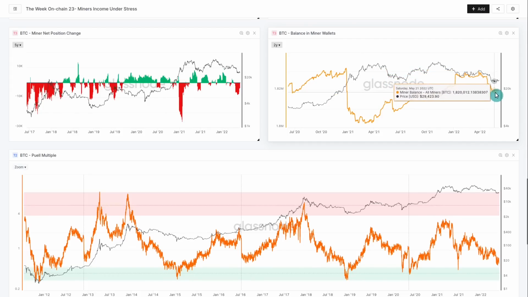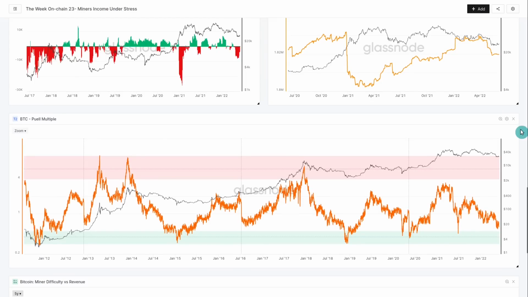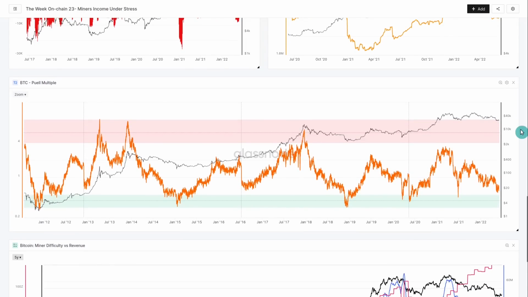They're essentially having to sell their accumulated reserves to cover costs, because their incomes are no longer providing the same as they were before. They have to sell more coins in order to recuperate the same US dollar value or fiat value, depending on where they are.